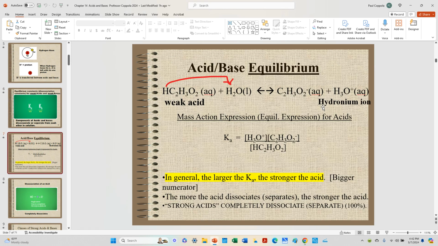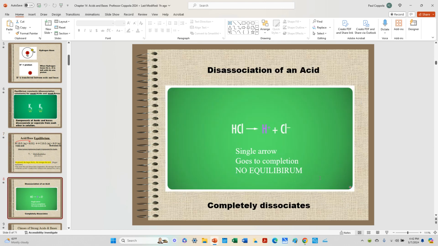And we go to the next slide, which is slide 7. And what I highlighted here is, in general, the larger the Ka, the stronger the acid, because you have more hydronium ions, okay? So the top of the fraction becomes bigger. So in general, the larger the Ka, the stronger the acid. And this only holds, of course, for weak acids. We don't have equilibrium constants for strong acids.